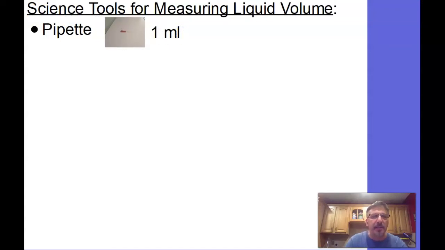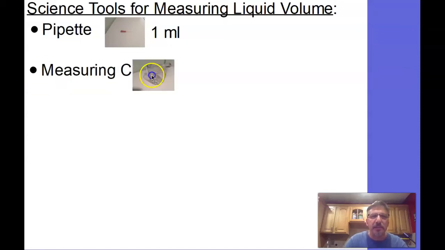After the pipette, we discussed the measuring cup. That's the tool that you can find in your house. They come in various sizes, as small as 100 milliliters. I see them as large as 500 milliliters. Here's a picture of the 500 milliliter measuring cup.